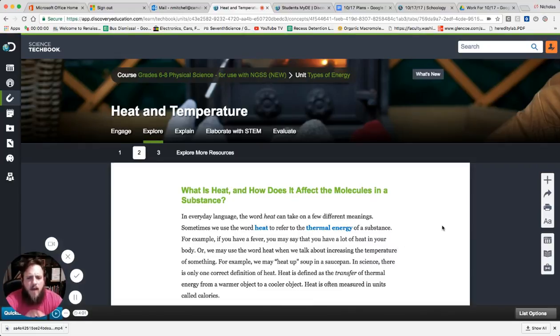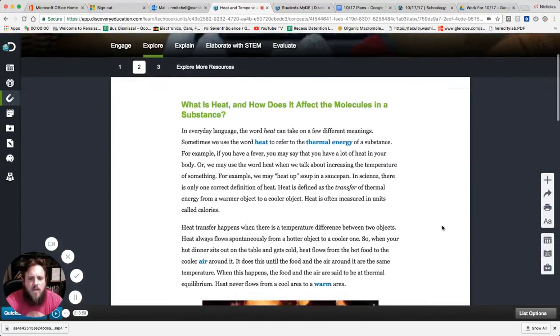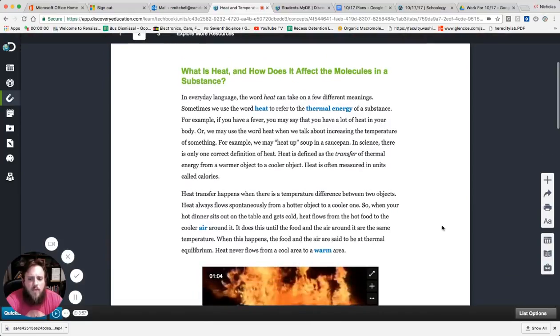What's heat? How does it affect the molecules in a substance? Well, in everyday language, we might talk about heat as being a few different things. Sometimes heat refers to the thermal energy of a substance. Or if you have a fever, you may say that you have heat in your body. Or we talk about increasing the temperature. We may heat up soup in a saucepan.